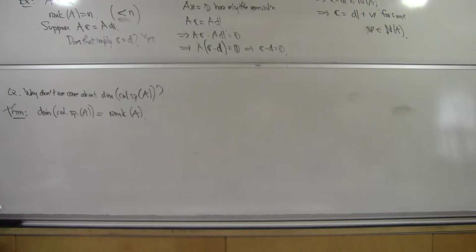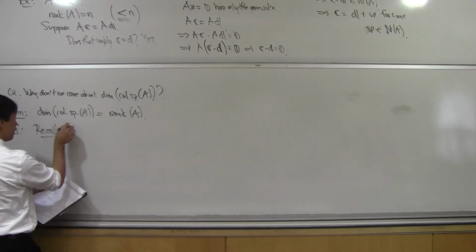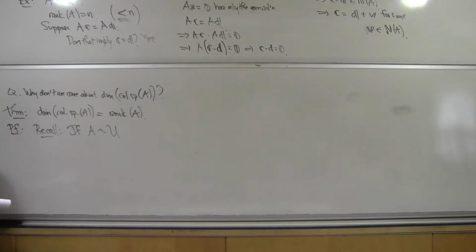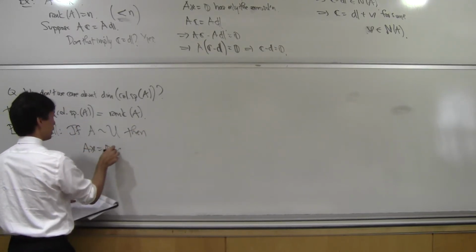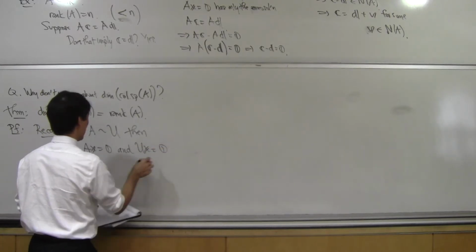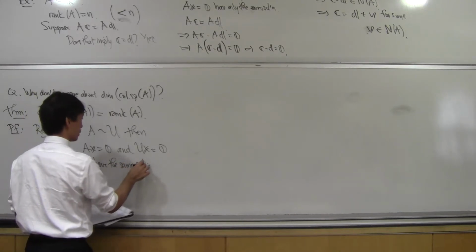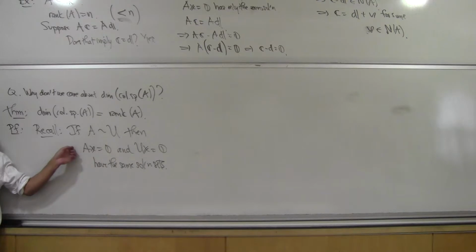The proof starts off with the following simple fact that we learned on the first day, or basically the first day. If A is row equivalent to U, then AX equals 0 and UX equals 0 have the same solution sets. Elementary row operations don't change the solution set.